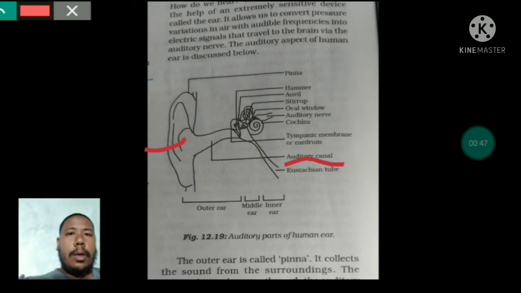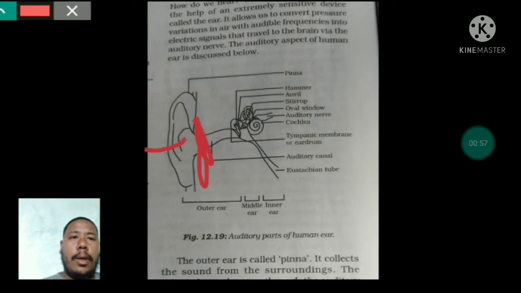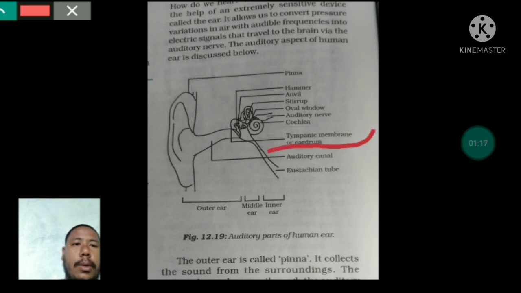Now here there is a thin membrane called the eardrum. Once we reach the end of this auditory canal, we have one thin layer called the eardrum here. This is called what? Your eardrum. Now at the end of this eardrum there is a thin membrane called the tympanic membrane. This is called what? Your tympanic membrane here.